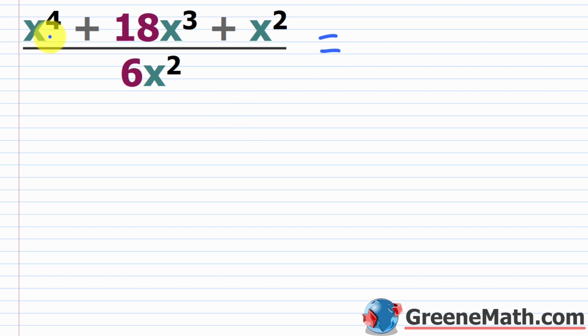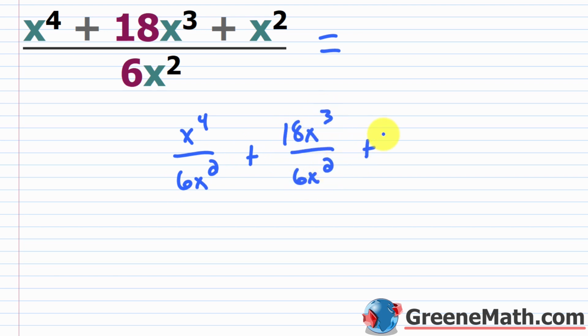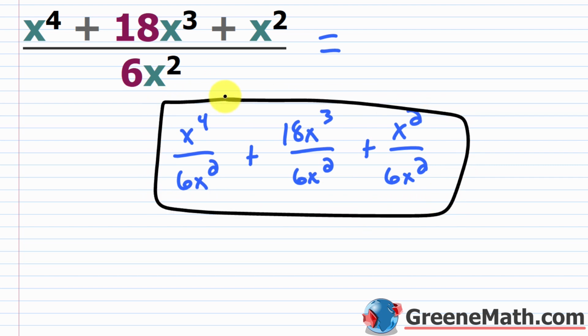We're going to take each term of this polynomial and divide it by this monomial here. So in other words, I'd have x to the 4th power over 6x squared, then plus I'd have 18x cubed over 6x squared, and then plus x squared over 6x squared. Again, we talked about in the lesson the fact that you could go from this form right here, right? This form right here where we have this common denominator to this form right here, right?